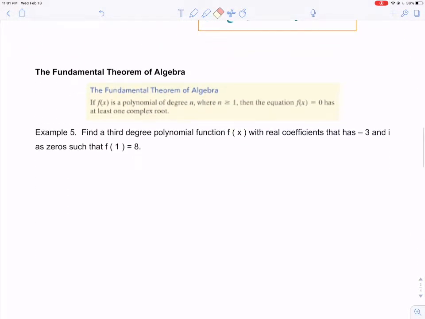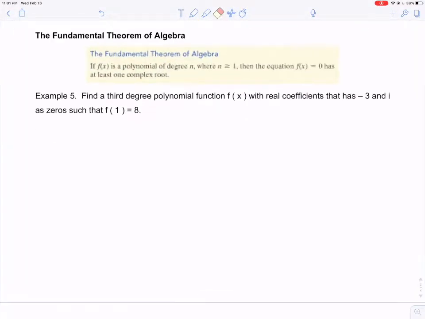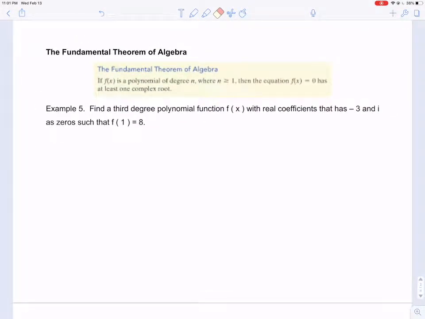All right. And then finally, our last question says, find a 3rd degree polynomial. That means find a polynomial whose highest power is x to the 3rd, with real coefficients, so that's not unusual. All polynomials should have real coefficients. That has negative 3 and positive i as zeros, as x-intercepts. And then they give us this other weird piece of information here. f of 1 equals 8.